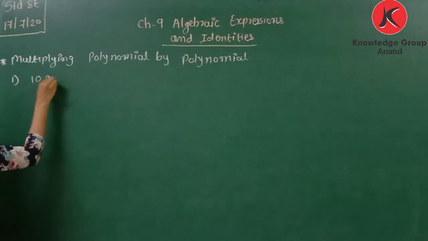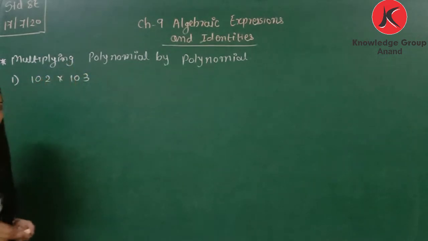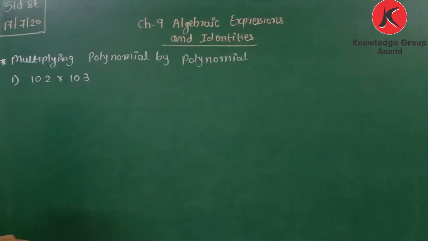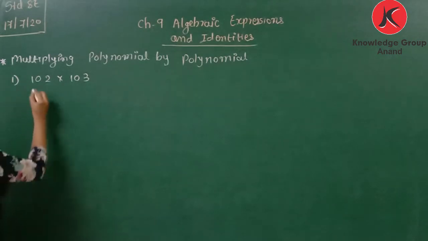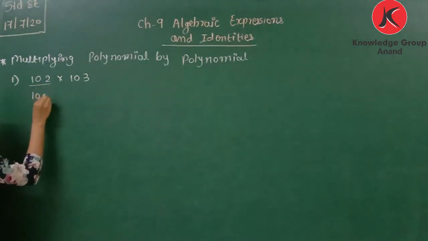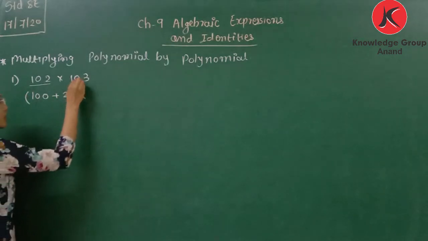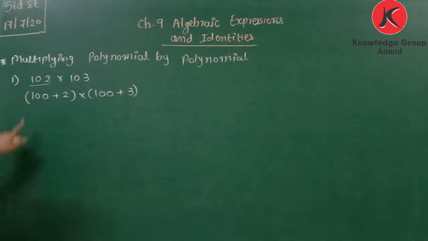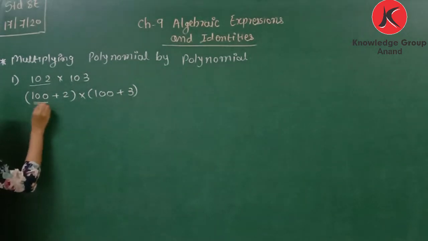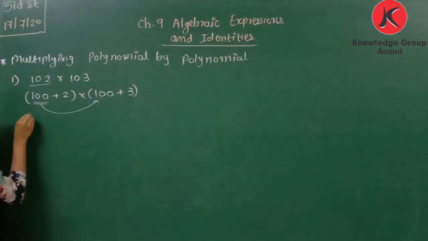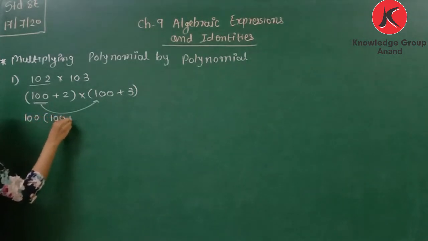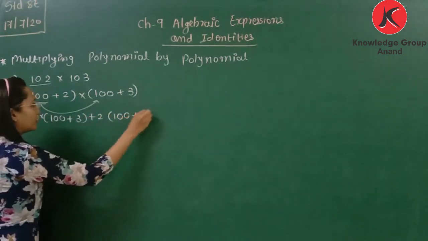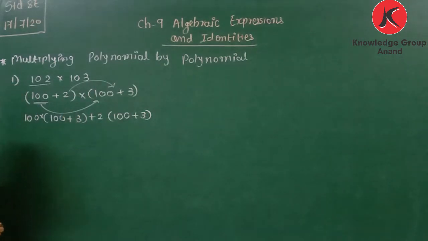We solved this kind of example in the previous class. Okay, if there is 102 multiply 103, so if we apply the distributive property, then 102 can be split as 100 plus 2 and 103 can be written as 100 plus 3. Clear? Now what we need to do here? First 100 is multiplied with the whole bracket, so 100 is multiplied with 100 plus 3. Now plus 2 multiplied with the whole bracket, so this 2 is multiplied with the whole bracket 100 plus 3.